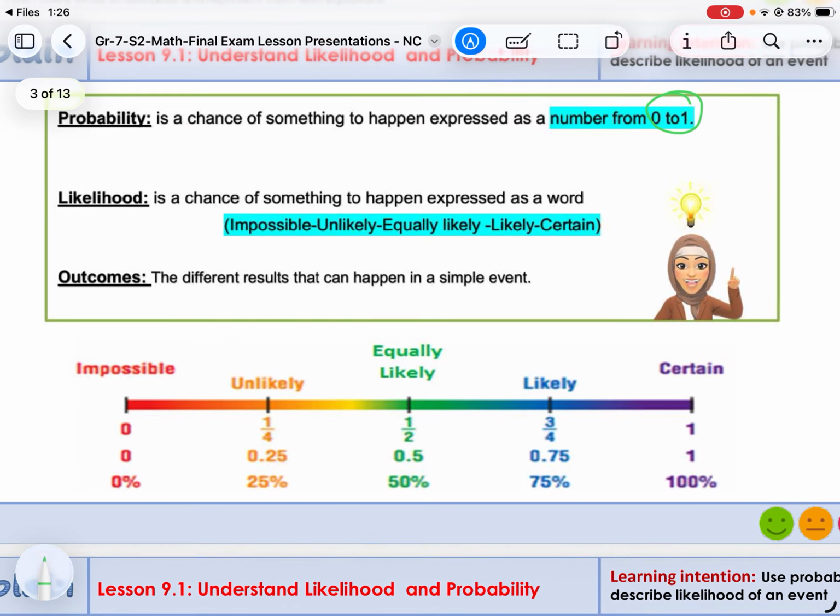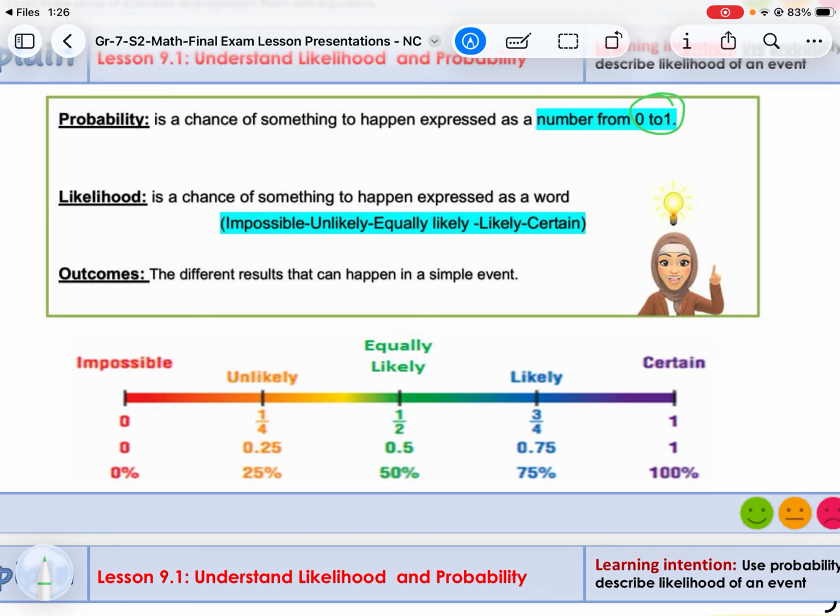Okay, we could be writing it, let's look down. We could be writing it, this 0 to 1, the numbers could be written as fractions. They could be written as decimals.